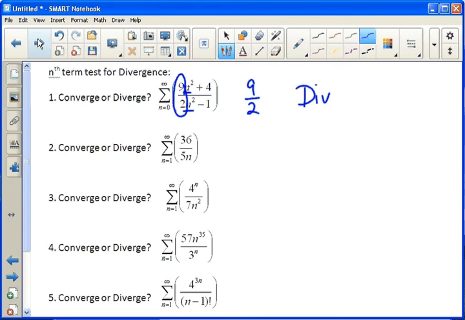Okay, number 2, if we were to take the limit as n goes to infinity, we have something bigger on the bottom. So the limit's going to be 0, which means we can't use the nth term test. So the nth term test is inconclusive.